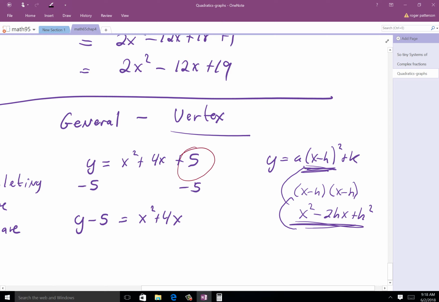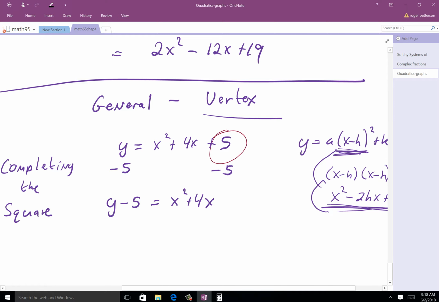And here's how we do it. First we got rid of the 5. Get it out of there, it's in the way. Now we're going to take this number and take half of it, which is 2. I like to write it up here and circle it. Now, that's me.